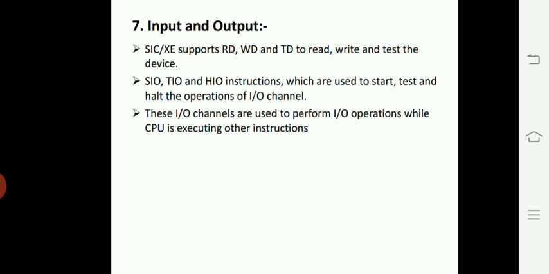Whenever IO is performed in the SIC/XE architecture, the IO channels are used to perform the IO operations. While performing the IO operations, the CPU can execute other instructions. In case of the SIC machine architecture, the SIO, TIO and HIO instructions are not supported, so while performing the IO operation, the CPU stays idle. But in the SIC/XE architecture, when the IO channels are performing the IO operation, the CPU is executing other processes.